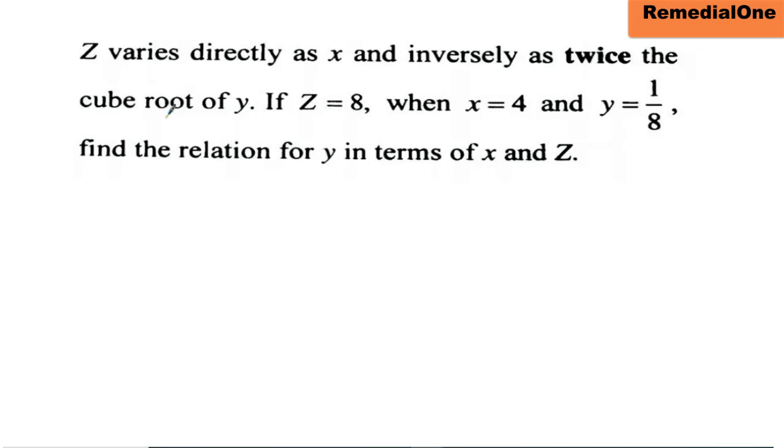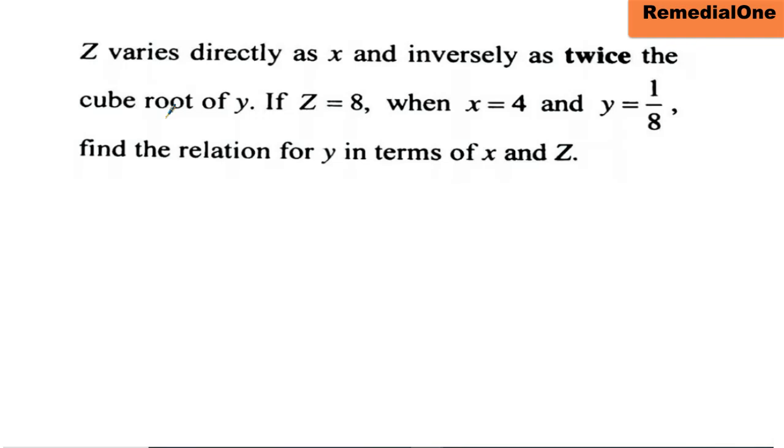Today I have a question on variation. Let's start. Z varies directly as x and inversely as twice the cube root of y. If z is equal to 8, when x is equal to 4 and y is equal to 1/8, find the relation for y in terms of x and z.